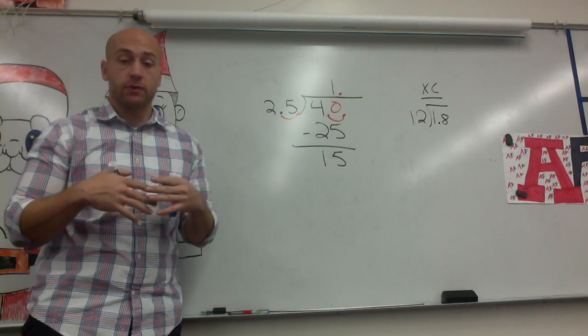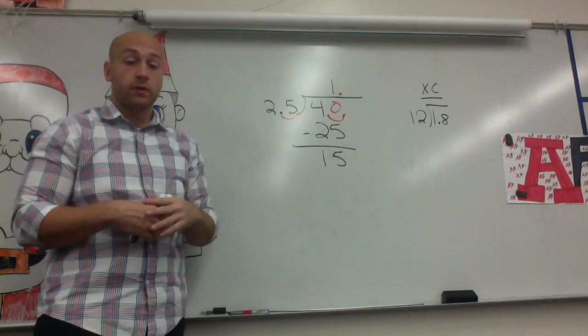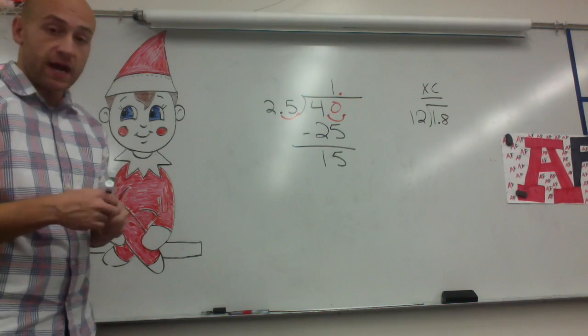But when we do decimals, we don't have a remainder. Okay, that's not how it works. We can't put an R and a remainder out here. We need to finish the problem. We need to keep creating the decimal. So what we do is we just add a 0.